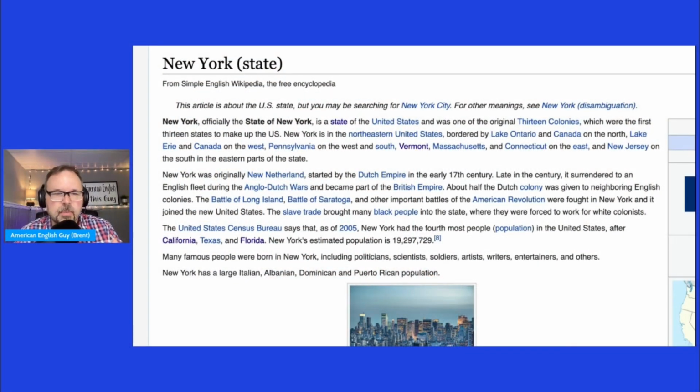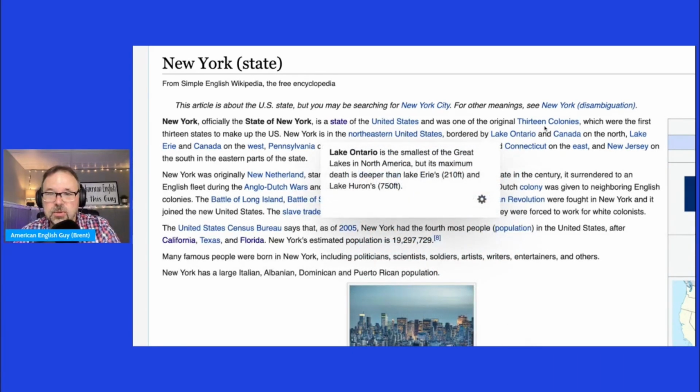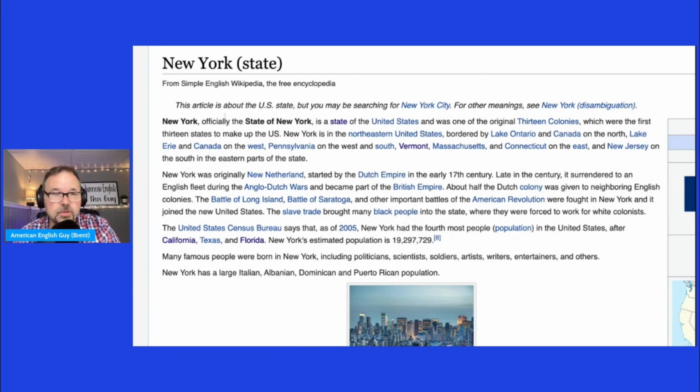And I'm reading from the Wikipedia page about New York State, but if you notice, it is simple English. So a little bit easier than the regular Wikipedia page. New York, officially the state of New York, is a state of the United States and was one of the original 13 colonies, which were the first 13 states to make up the United States, or they say the US here. But look at make up. There's an English phrasal verb there, and it just means there are different parts coming together to make one thing. So those first 13 colonies made up the United States.